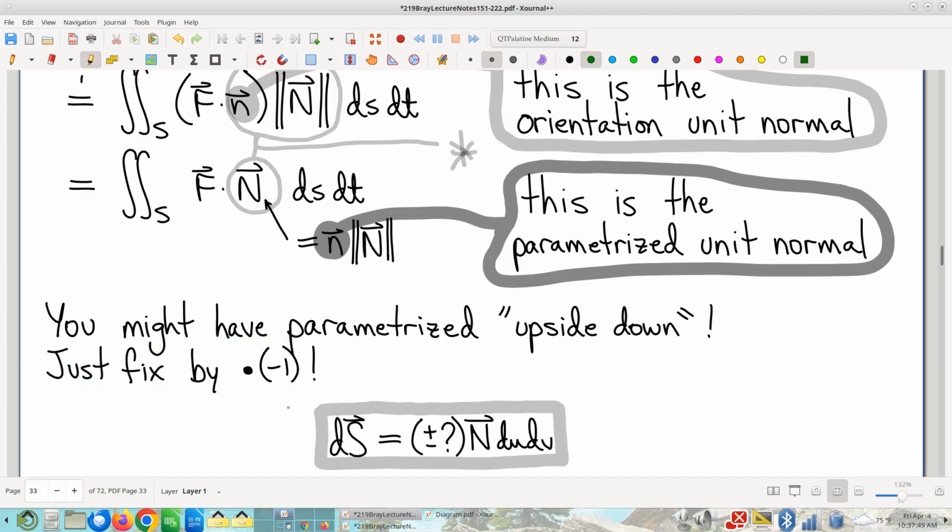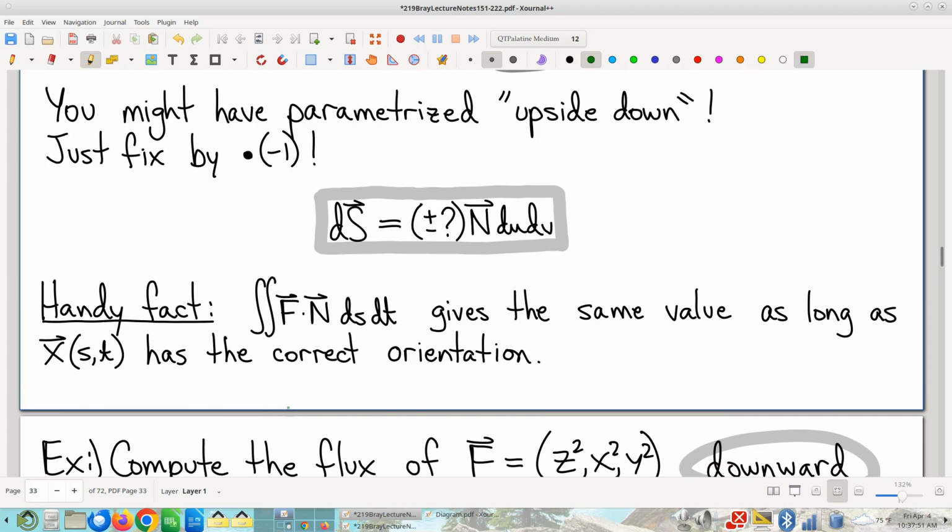And so that's what we're going to do here. And real quick final reference. This orientation is the only thing that we have to worry about. Any two parameterizations that have the same orientation will give you the same value. So again, we don't have to worry too much about the parameterization, just how is it oriented. Okay, so here we go.